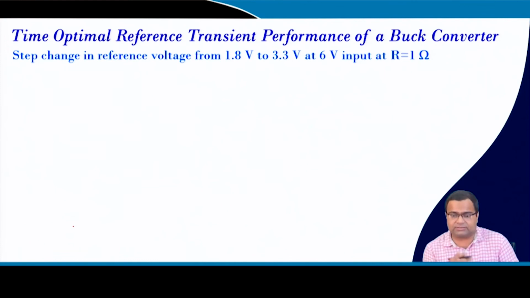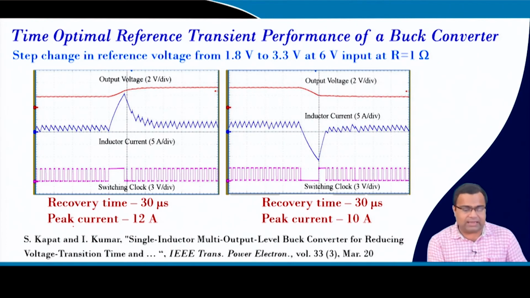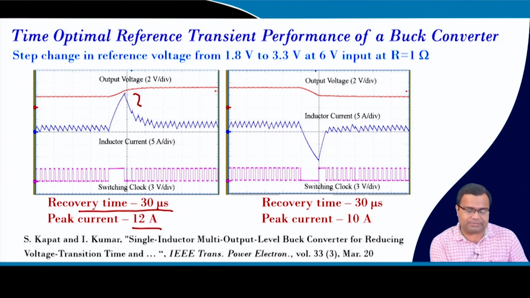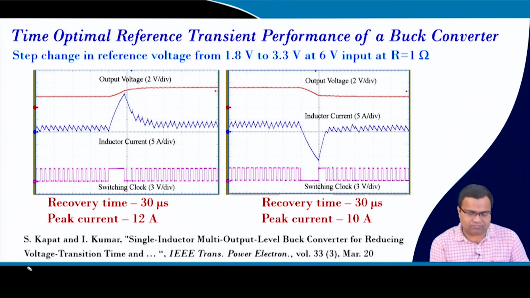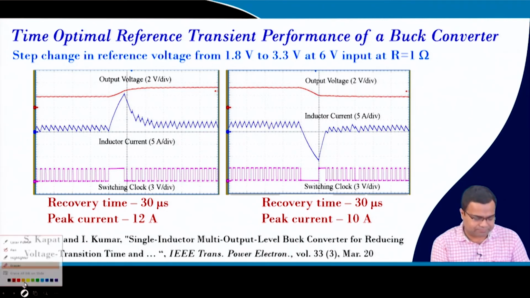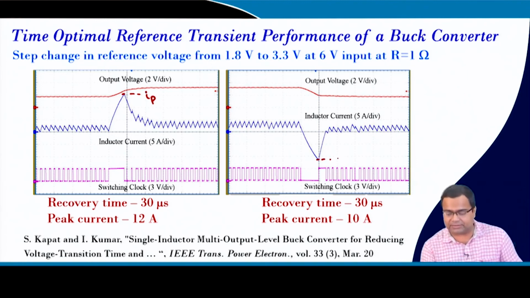So, the time optimal performance, if I show a result that is given in this paper, that if we want to change the voltage from 1.8 to 3.3 volt, you can see it takes a longer duration, right. It is taking almost 30 microsecond, and with a high peak current. This is my peak current, very high, around 12 ampere, and here the peak current is minus 10 ampere, so very high peak current.